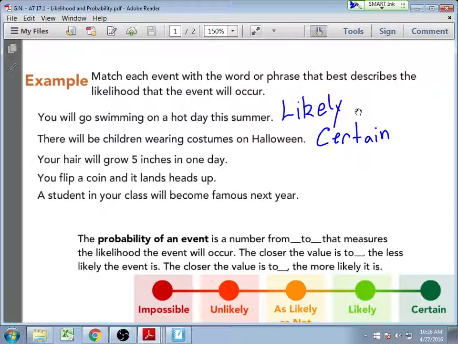Guarantee you can. Your hair will grow 5 inches in one day. Peyton, what's the chances of that happening? Unlikely. Now, is there any chance of that happening? No. That's 5 inches? Impossible. Yeah, so we would say that this is impossible.